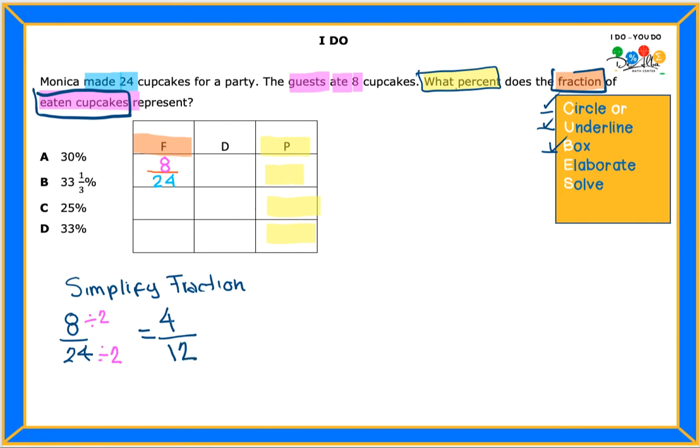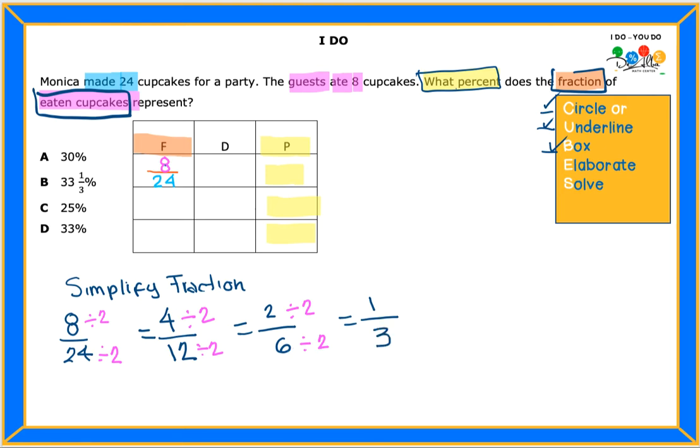Great. Can I divide these two numbers by 2 one more time? Yes, because they are even. So 4 divided by 2 gives me 2, and 12 divided by 2 gives me 6. And one more time, I've got even numbers. Can I simplify them? Yes, dividing by 2 and dividing by 2. When I divide 2 by 2, it gives me 1, and when I divide 6 by 2, that gives me 3.